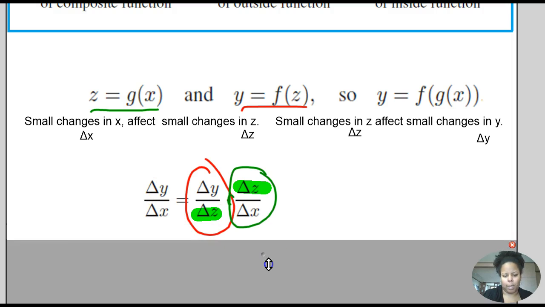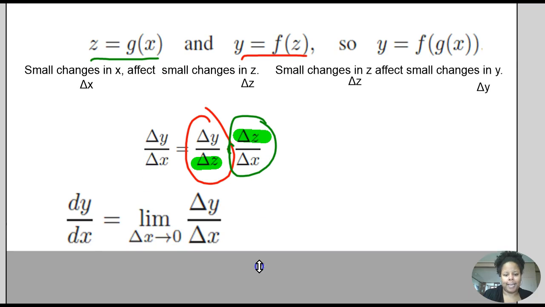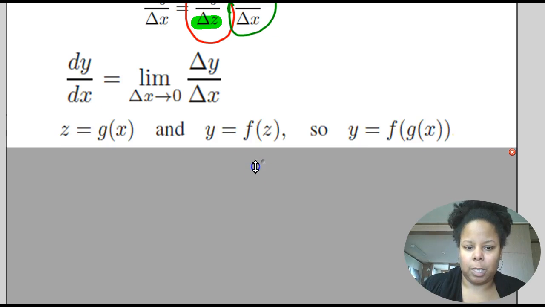Now, of course, dy/dx is known as the limit as delta x approaches 0 of delta y over delta x, so changes in y divided by changes in x. So I can rewrite this sentence using the chain rule with the limit of delta y over delta x as delta x goes to 0. Let's take a look, and this is what your book says.